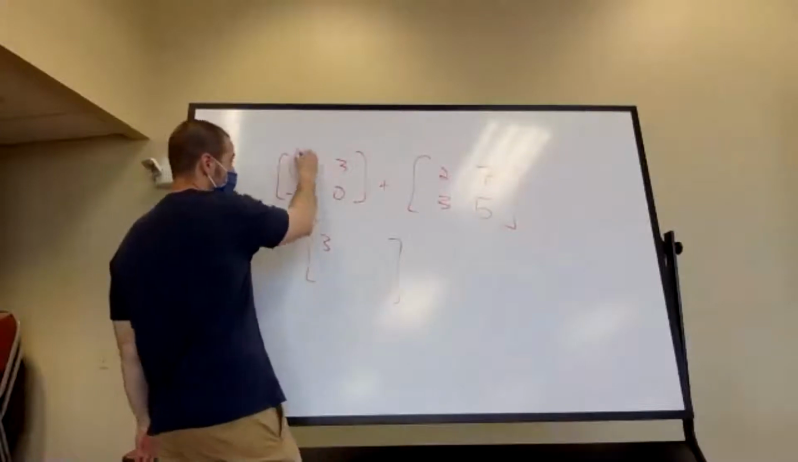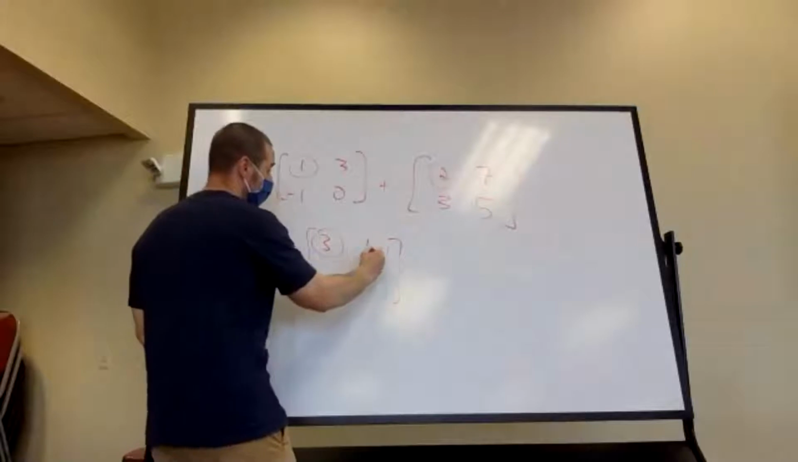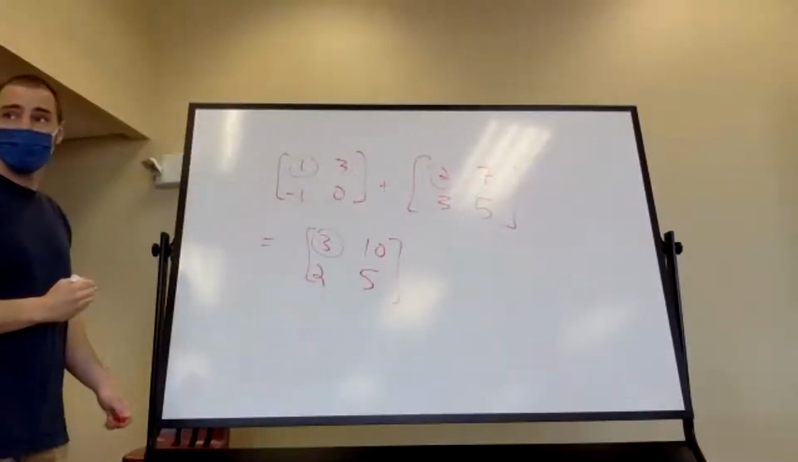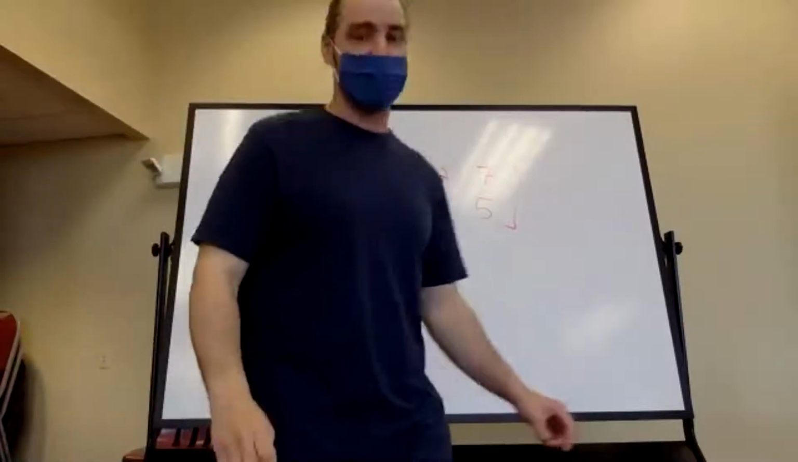Yeah, you just say, top left plus top left is the new top left. That's all you do, and so on. 10, 2, and 5, like that. So adding matrices is not so bad. You just find the two corresponding entries and add them up. That's the new corresponding entry in the new matrix you just built.